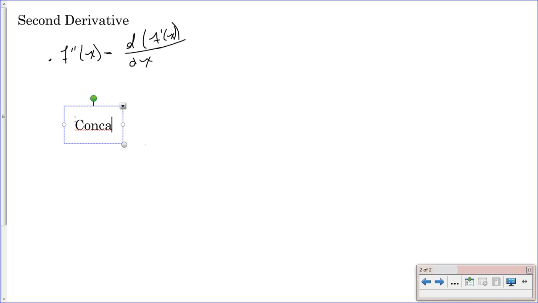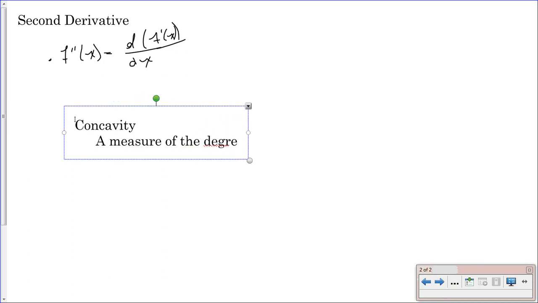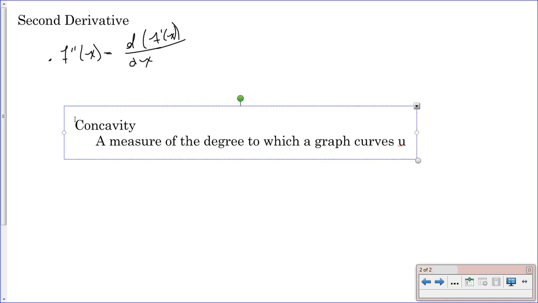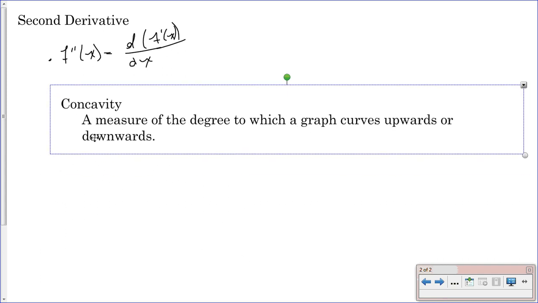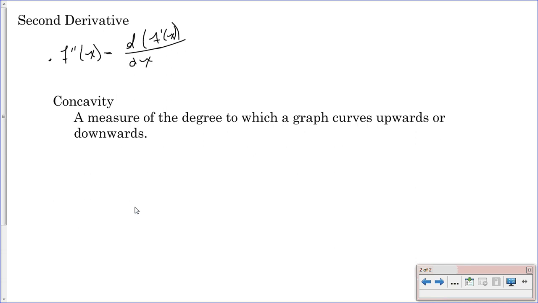Well, concavity is a measure of the degree to which a graph curves upwards or downwards. All right, that is concavity. A measure of the degree to which a graph curves upwards or downwards. So what exactly does that mean?